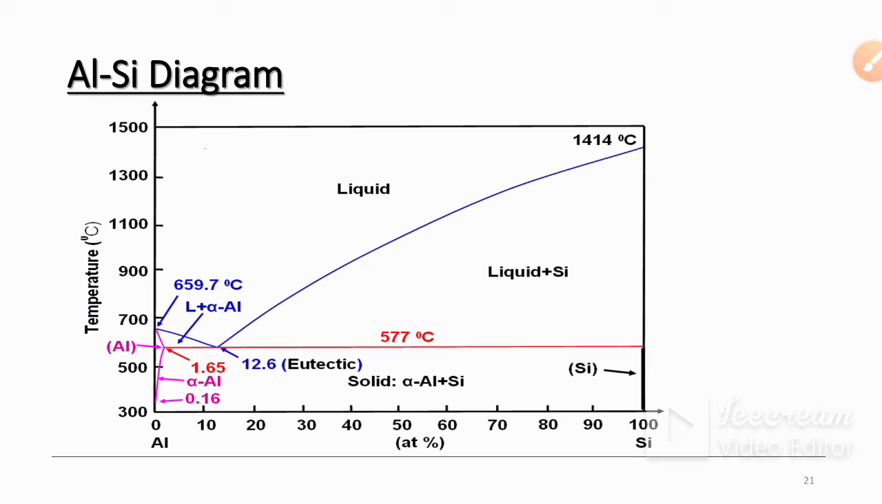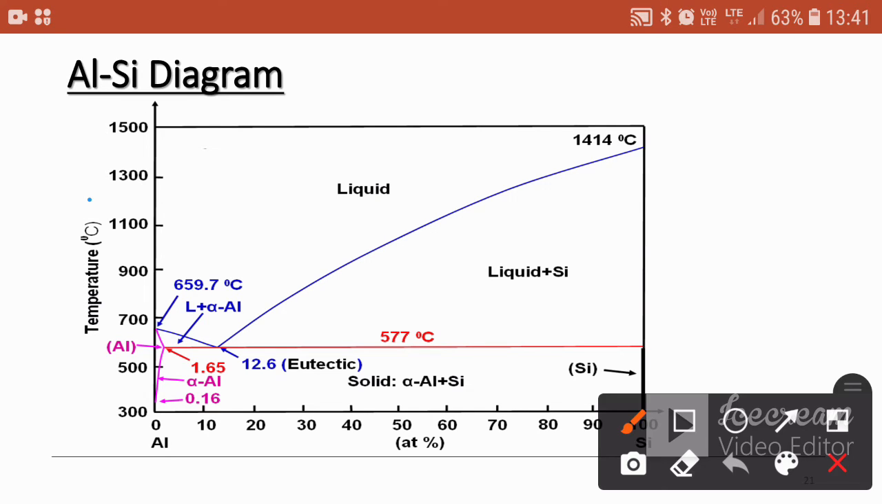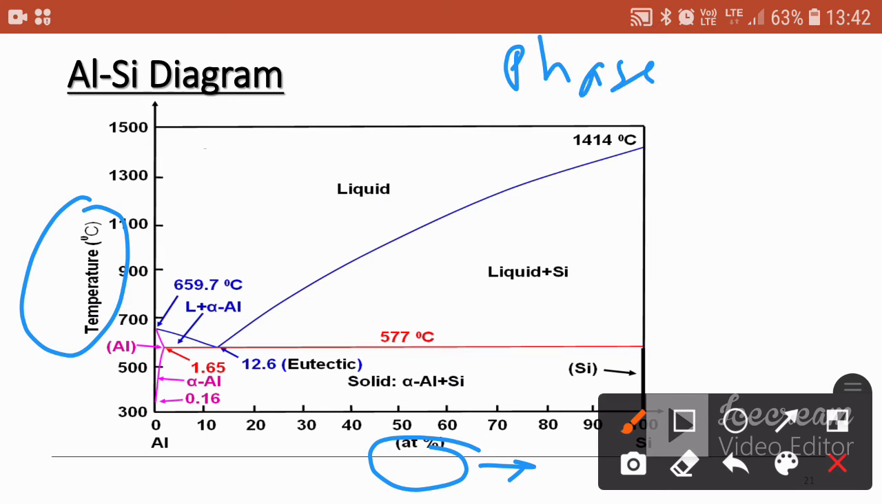So this is the common alloy diagram, the aluminum silicon diagram, the Al-Si diagram. In this diagram you will see temperature versus percentage, meaning the percentage of one metal added. So this is a phase diagram, the phase diagram of Al and Si. There are two components, Al and Si.